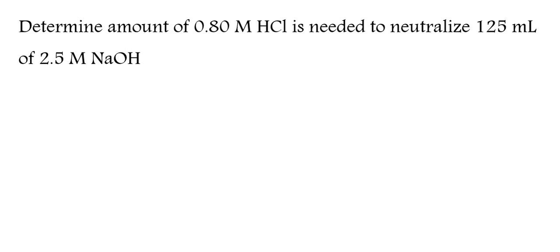Okay, determine the amount of 0.8 molar HCl needed to neutralize 125 milliliters of 2.5 molar NaOH. Keyword, neutralize. This does not need to be that tricky. To neutralize, that means I need the same number of moles of acid equaling my base. Moles are the amount of stuff you have, so you need the same amount to equal out. If it equals out, H plus plus OH minus makes water, and now we're neutral.